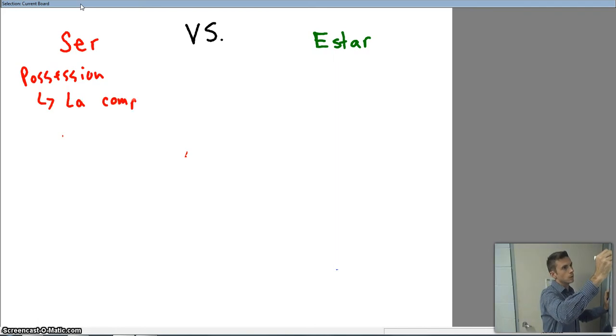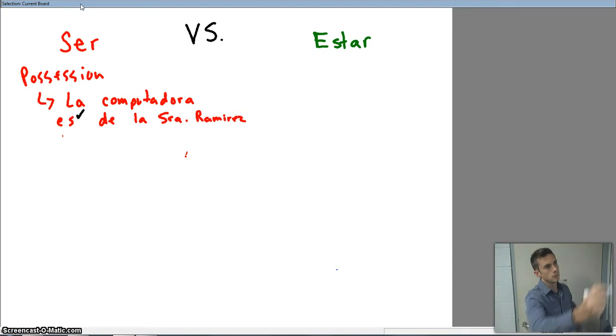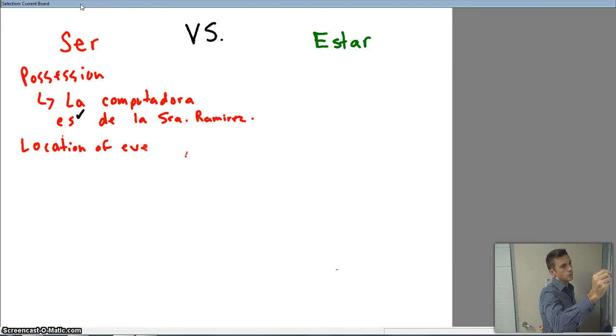La computadora es de la señora Ramírez. La computadora es de la señora Ramírez. So we're using ser here to indicate possession. And the last one, location of an event.